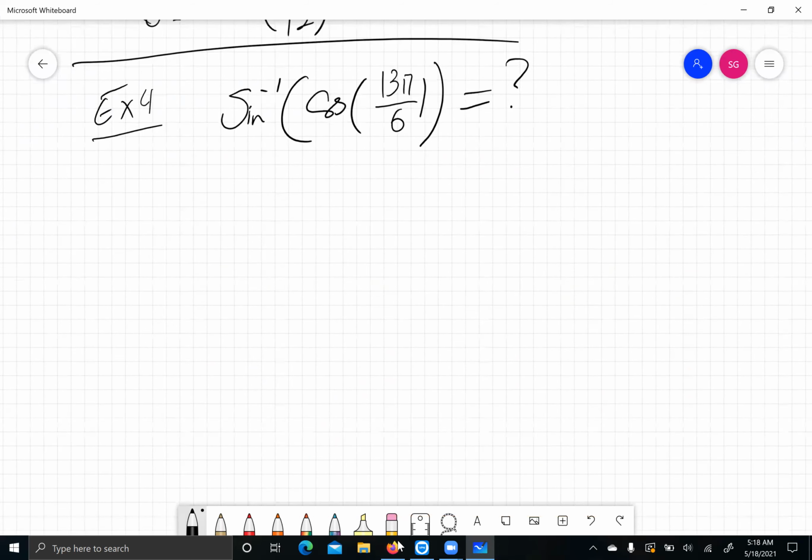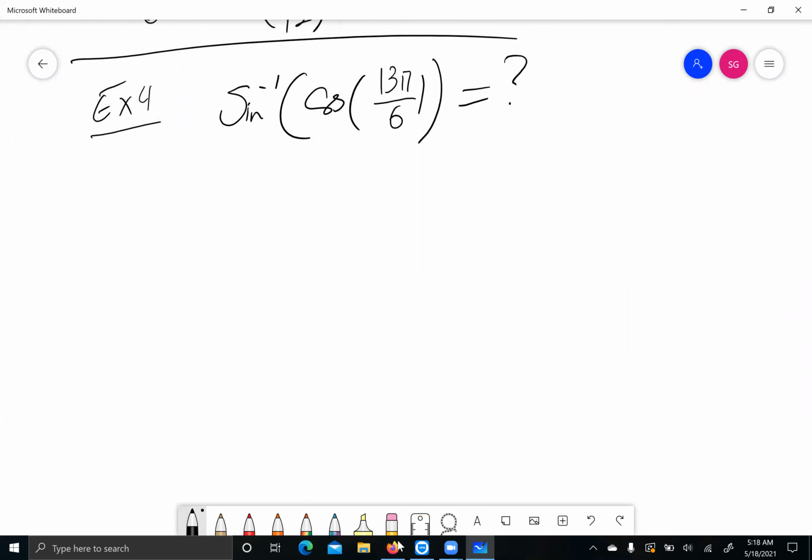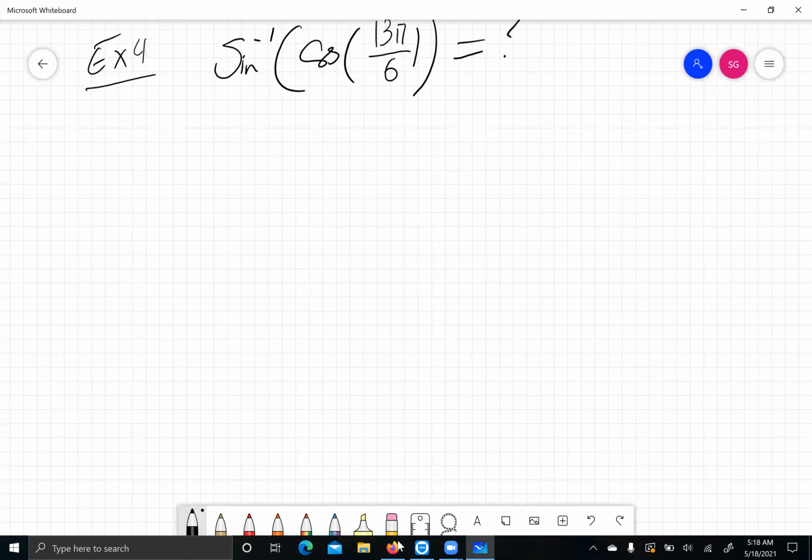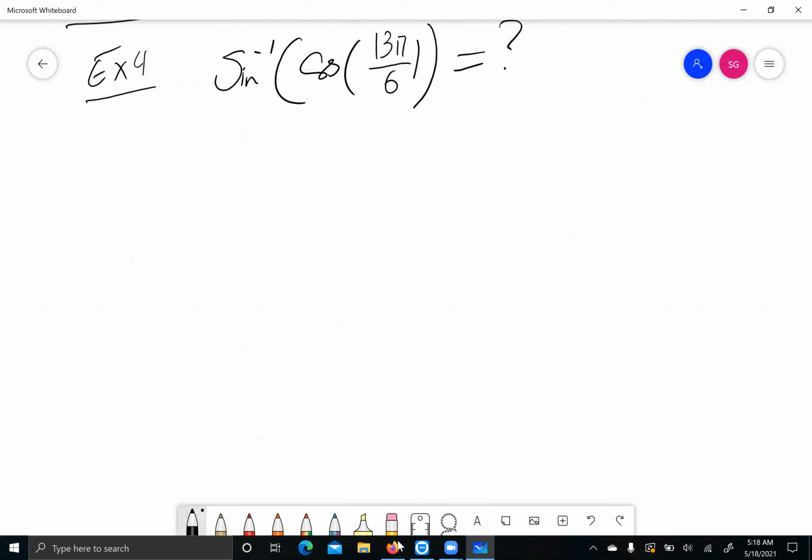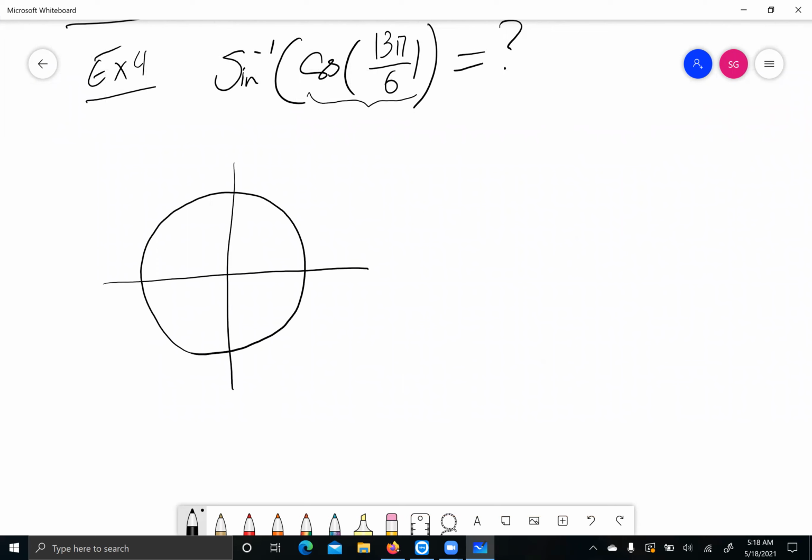Okay, first of all, observe that this is a composition of two trig functions, sine inverse and cosine. The angle is 13 pi over 6. So what is the cosine? Let's first evaluate the inside. 13 pi over 6. Where is 13 pi over 6? This is pi over 6, right?